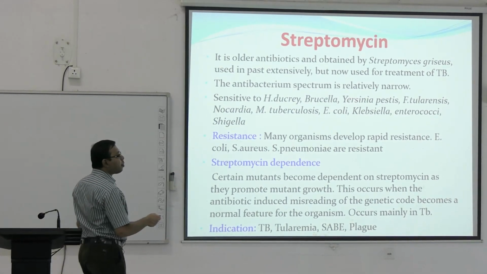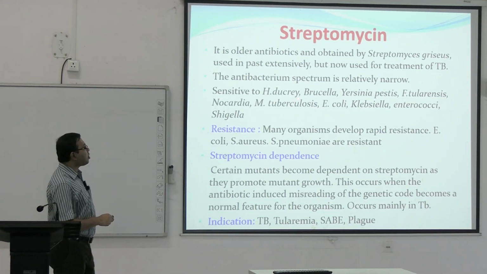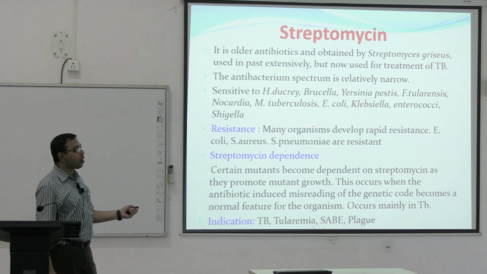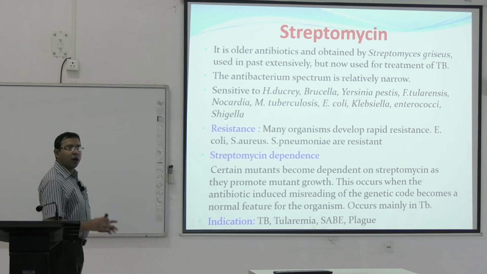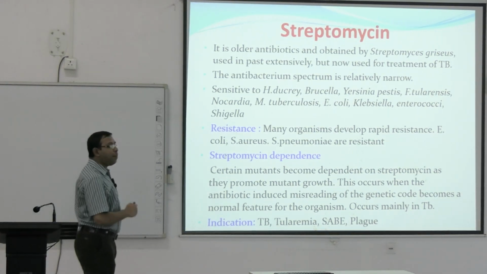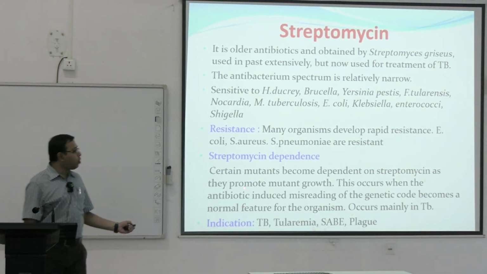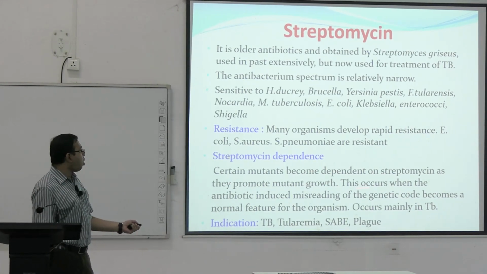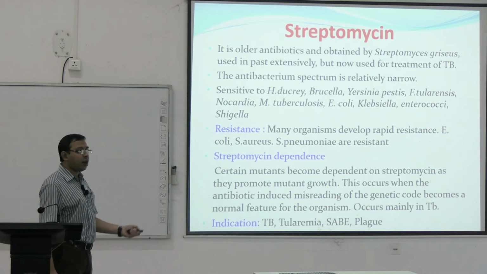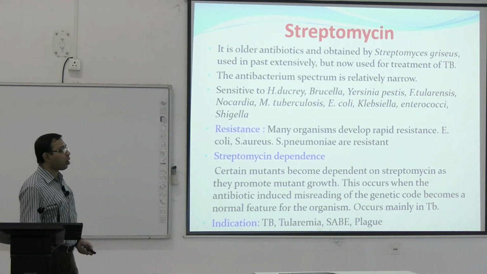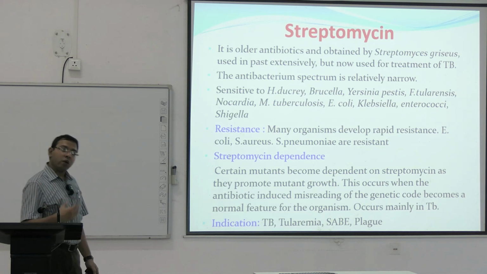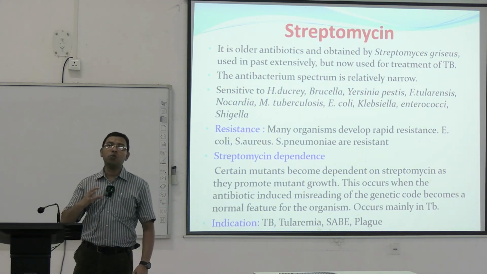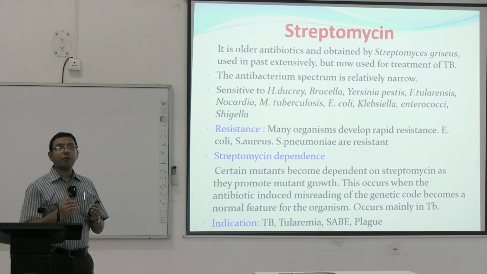The antibacterial spectrum is relatively narrow, sensitive to Haemophilus ducreyi, Brucella, Yersinia pestis, tularensis, Nocardia, tuberculosis, E. coli, Klebsiella, Enterococcus, Shigella, etc. Resistance may develop. Streptomycin dependence can also develop. Certain mutants become dependent on streptomycin as they promote mutant growth. This occurs when the antibiotic-induced misreading of the genetic code becomes a normal feature of the organism, mainly in tuberculosis. So when we use this in tuberculosis, the tubercle bacilli become resistant to it, and a particular type of resistance is streptomycin dependence.